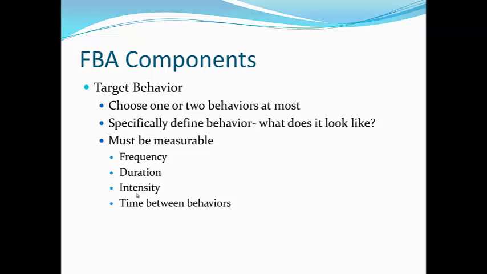When completing an FBA, the first step is to identify a target behavior. In many instances, students will be demonstrating more than one problem behavior. It is important to identify and focus on the one or two behaviors that are most problematic. Once you have an established plan in place that proves to be effective in managing the most problematic behavior, you can begin to shift your focus toward other behaviors if need be.